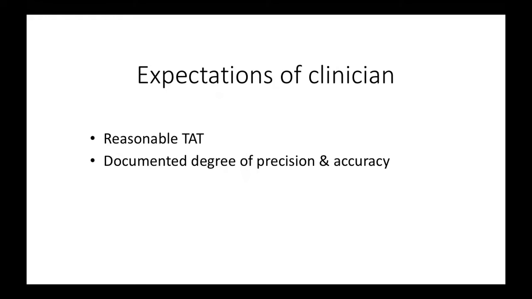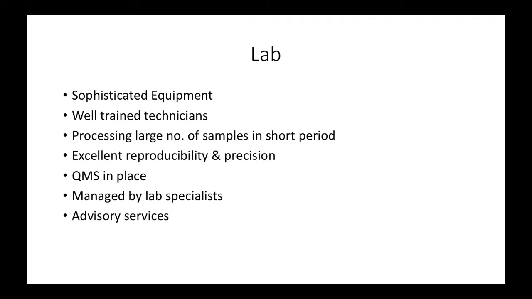Accuracy means how close our results are to the true value. And precision means if we are testing the same sample multiple times, there is no significant variation. And this accuracy and precision should be documented. It is not that we merely say our reports are accurate, but we shall have data with us.